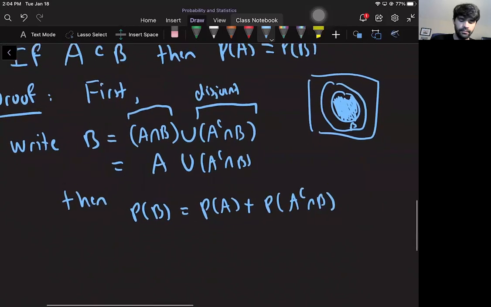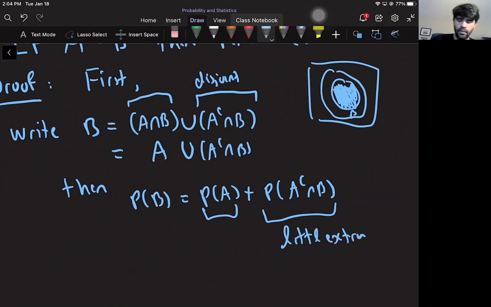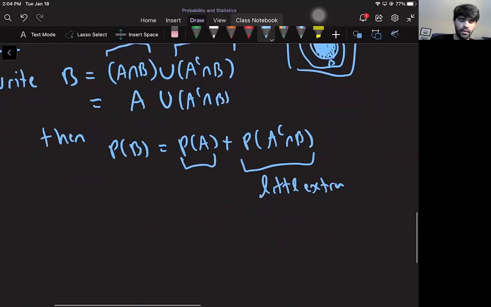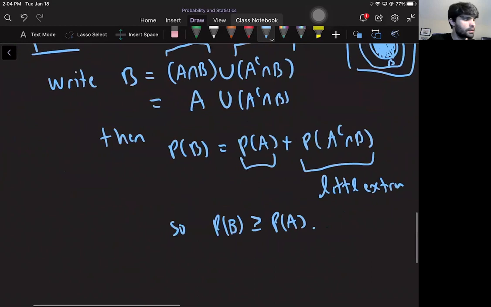And so then probability of B is equal to probability of A plus a little bit of extra. This is going to be some number possibly bigger than zero. So that means that this guy is bigger than this guy because you need to add a little bit extra to it to get to probability of B. Okay, so that's that one.